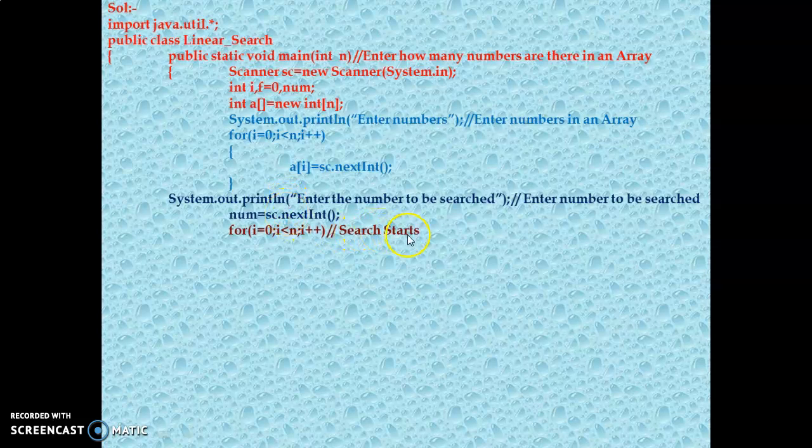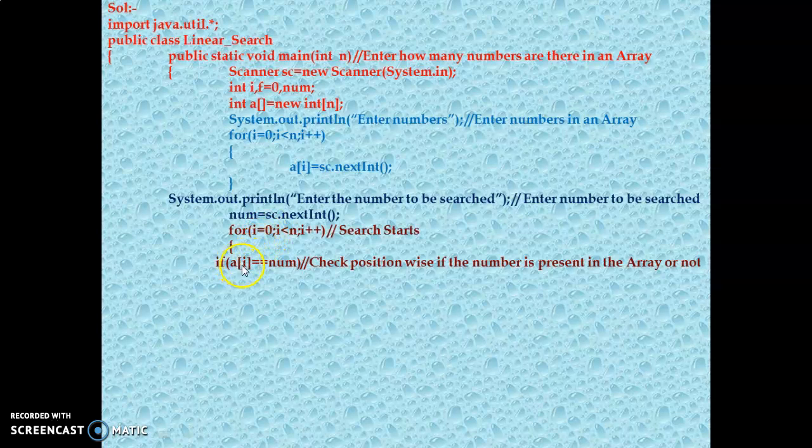Now my search starts. In linear search, also called sequential search, we start from 0 till the end of the array, continuously searching the 0 position, then 1 position, then 2 position, then 3 position, like this till the end of the array, to see whether we get the number or not. So my loop is from 0 till the end.